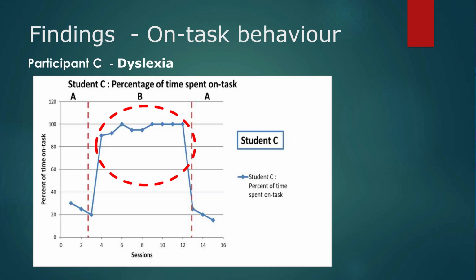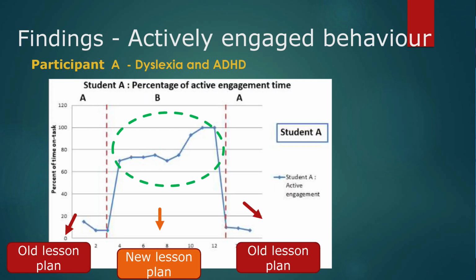Participant B, the targeted behaviour was to control the indoor voice. And for participant B, you can see that there's a gradual increase as well, but it took a little slower time for participant B to adapt. Therefore, participant B only had 100% on-task behaviour from session 8 to session 12.